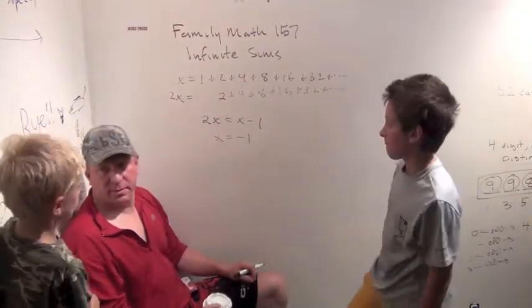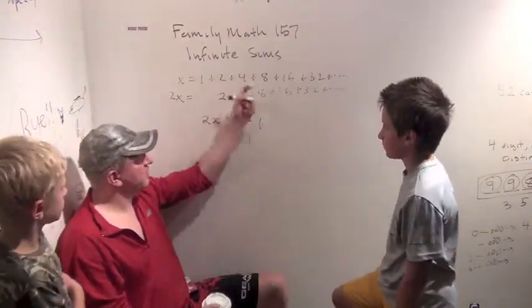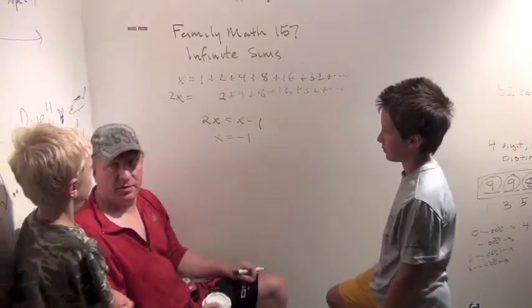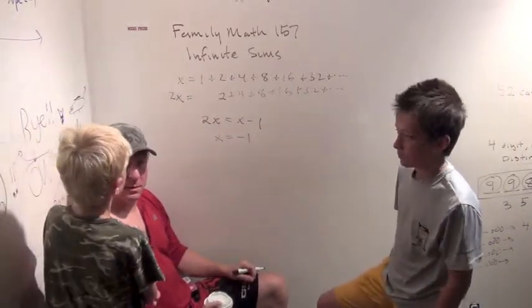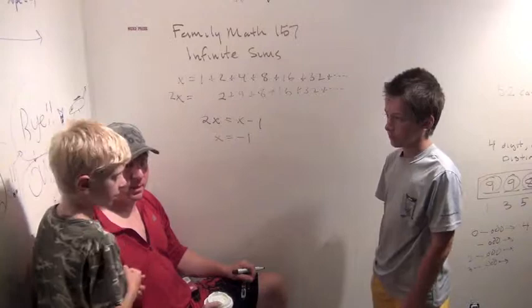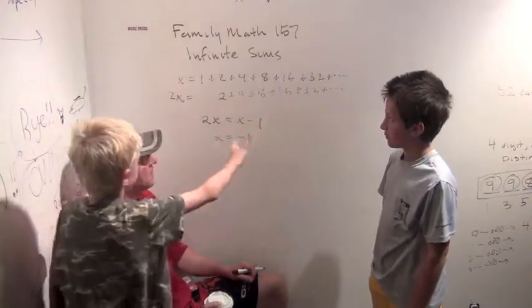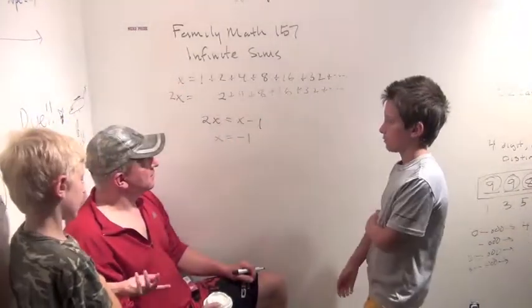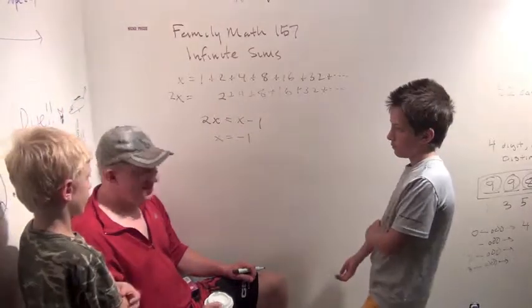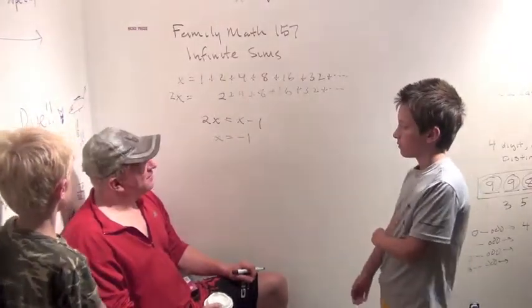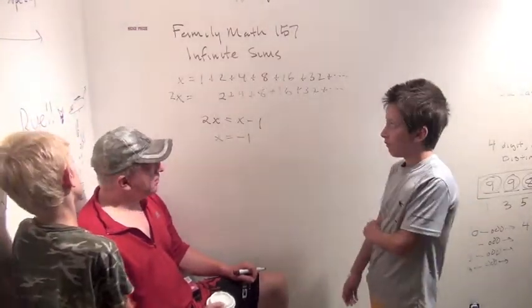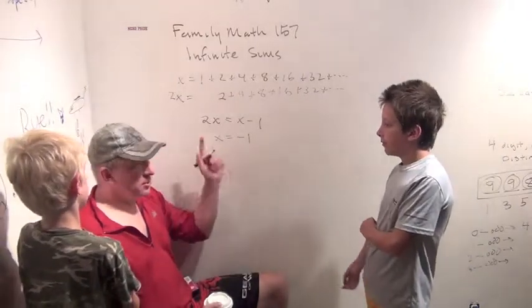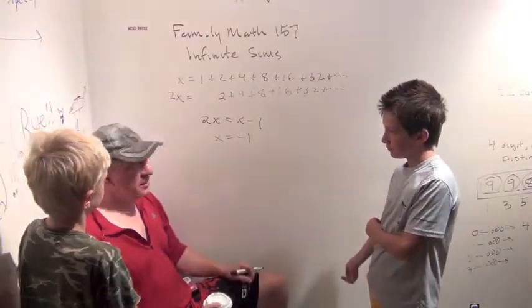What do you think? Do you think this adds up to minus 1? No. Okay, why not? Well, it's the same thing he said. If you sum all the positive numbers, you get a negative number. It doesn't really make sense, does it? No. So that's why Ellenberg was calling the other approach algebraic intimidation.